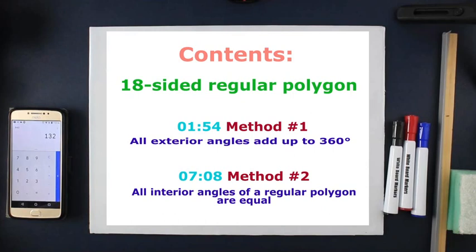And then we're going to use another method where we're going to use the fact that all the interior angles of a regular polygon, which this is an 18-sided regular polygon, are equal. We can use that fact to find the interior and the exterior angles, and you'll see we'll come up with exactly the same answer for the interior and exterior angles, or as I've been calling them, external angles. And so we can use these two methods when we're trying to calculate missing angles on polygons.